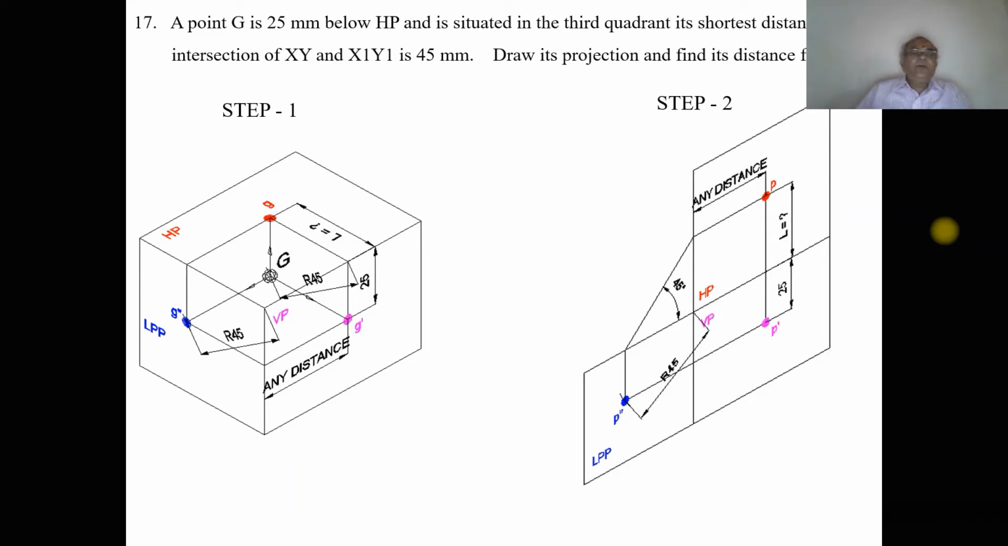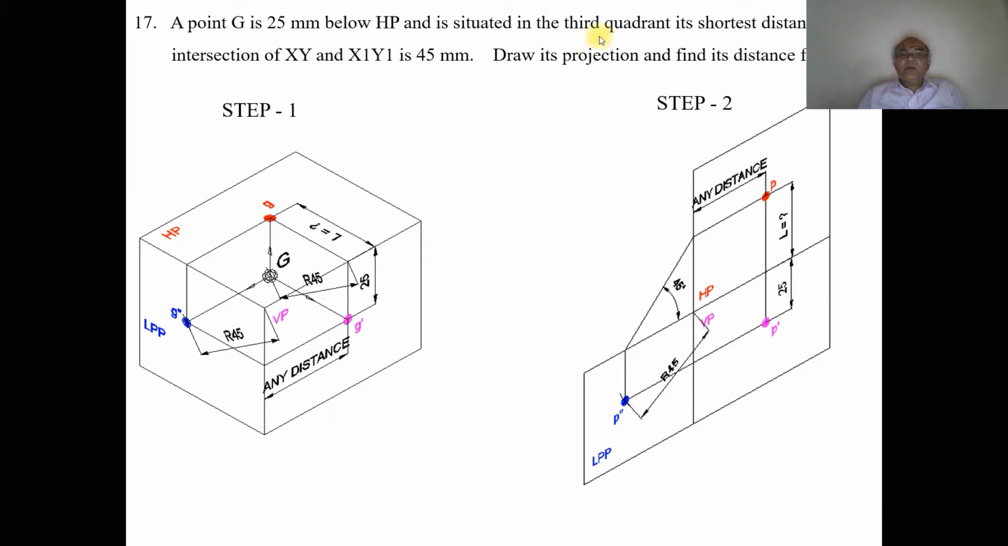Now, in this video, we are going to discuss how to solve a problem on shortest distance in the third quadrant. A point G is 25 mm below HP and is situated in the third quadrant. Its shortest distance from the intersection of xy and x1y1 is 45 mm. Draw its projections and find its distance from the vertical plane.